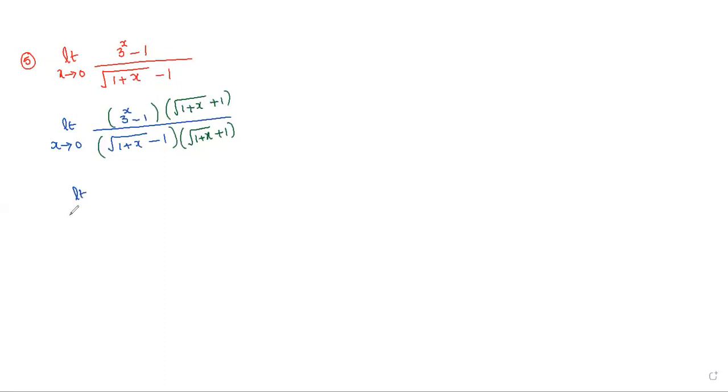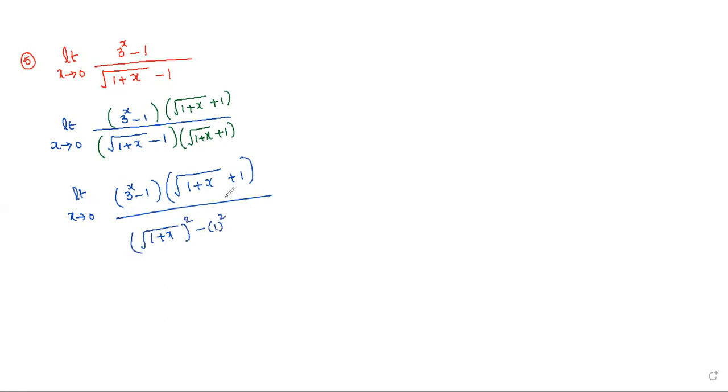So limit x tends to 0, (3^x − 1) times (root of 1 + x + 1) by (a + b)(a − b) = a square minus b square, that is (square root of 1 + x) whole square minus 1 square. The square and root cancel. We get 1 + x − 1, plus 1 minus 1 removed.